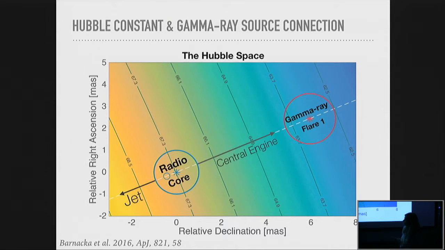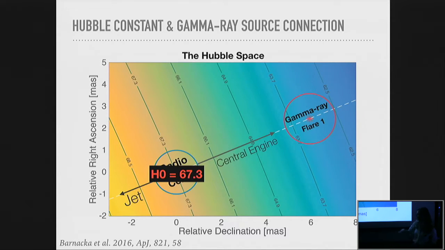And this is what we find. So this is the Hubble space. When we use the position of the radio core to calculate the Hubble constant, and the time delay reconstructed using the model of the lens, which is consistent with the observed time delay, we get the true value of the Hubble constant. So the Hubble constant here is about 67. This is what we would expect.